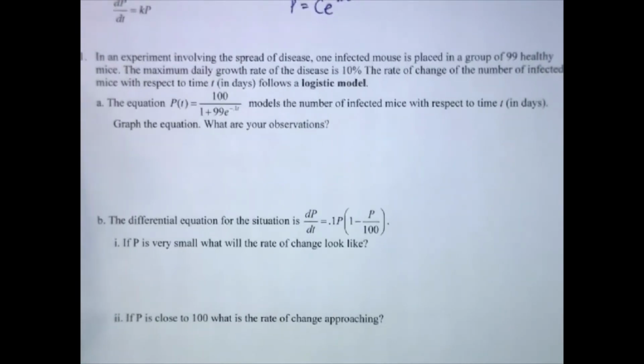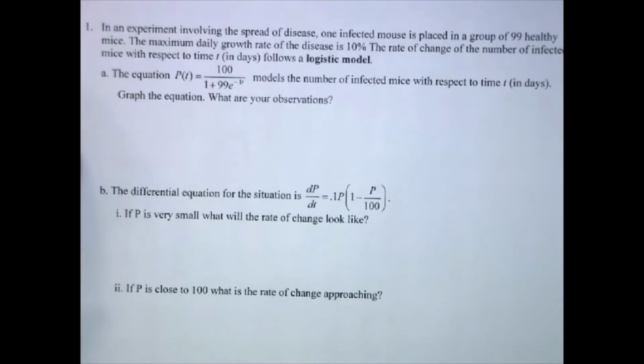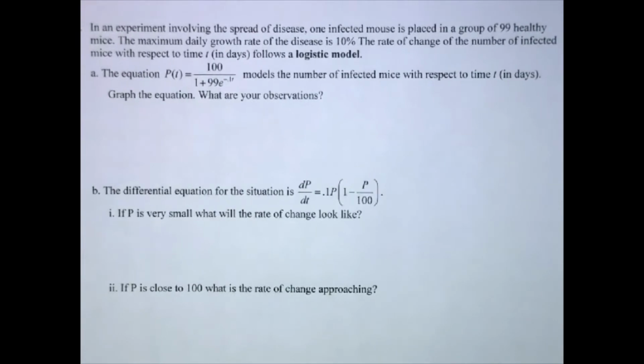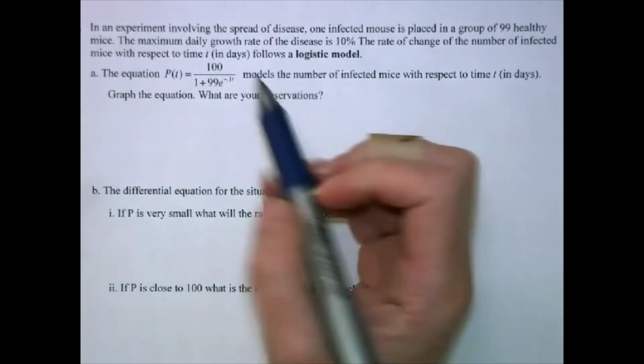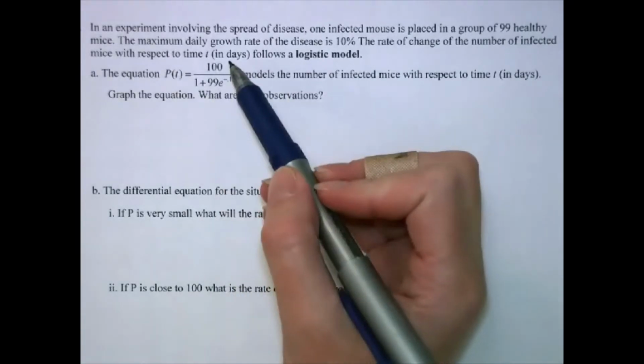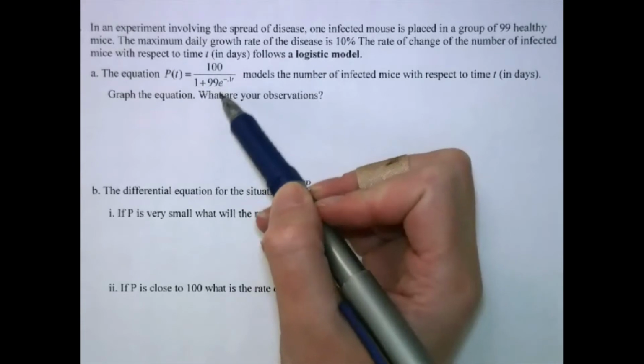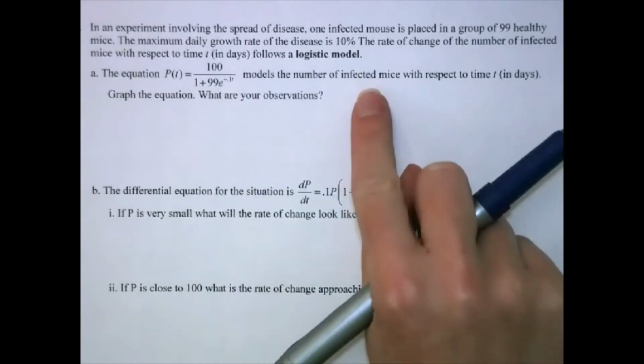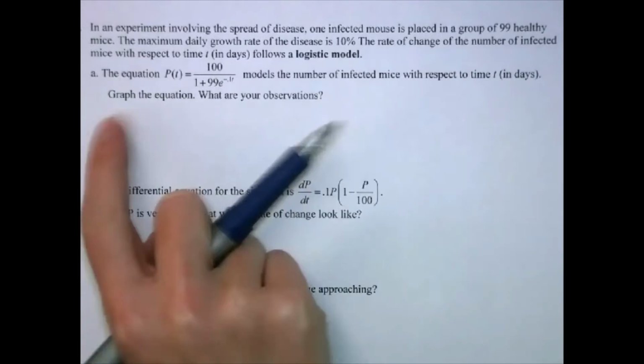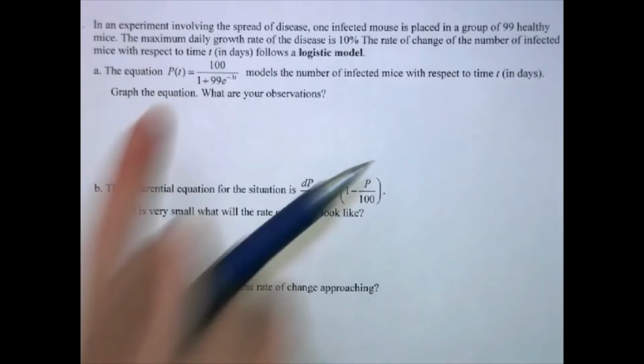Okay, so let's look at this scenario here. In an experiment involving the spread of disease, one infected mouse is placed in a group of 99 healthy mice. The maximum daily growth rate of the disease is 10%. The rate of change of the number of infected mice with respect to time t in days follows what's called a logistic model. The equation P(t) = 100 / (1 + 99e^(-0.1t)) models the number of infected mice with respect to time in days. So we're going to graph this equation.